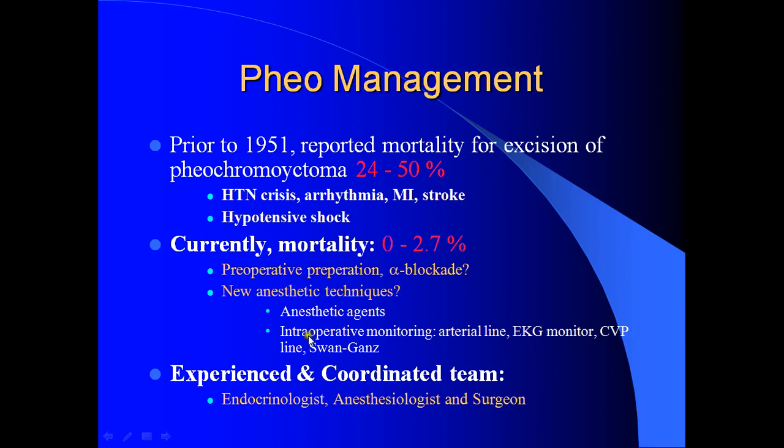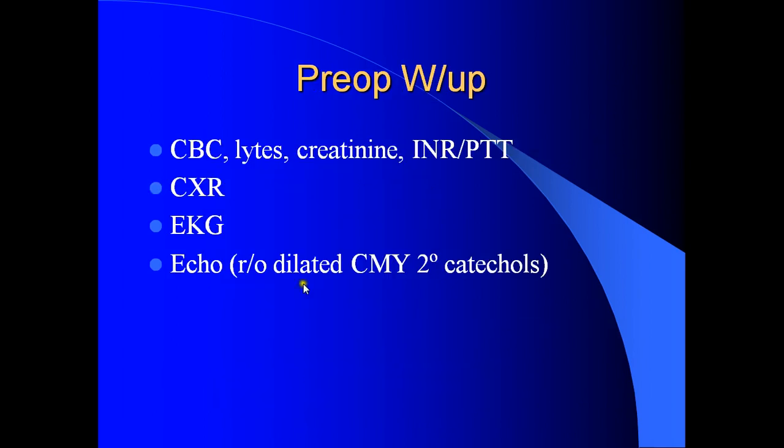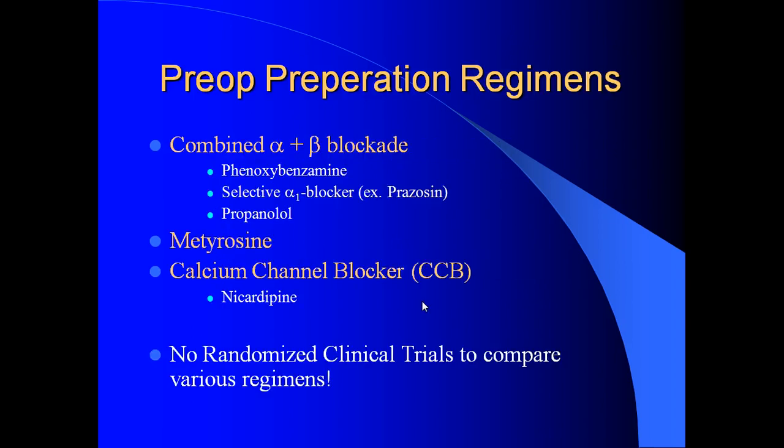The main thing which is very important for the management is that there should be an experienced and coordinated team, an endocrinologist with anesthesiologists and surgeon who have worked a lot in this field and know about these patients, involved in the treatment of these patients. So what should be the pre-op workup? CBC, electrolytes, creatinine, INR, PT, APTT, chest X-ray, EKG, echo to rule out dilated cardiomyopathy secondary to catecholamines.